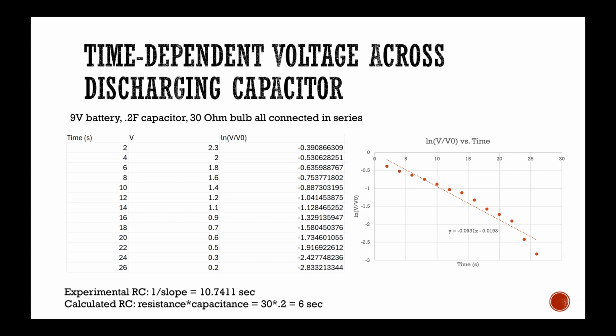And so for this part of the lab, we took a video of the discharging capacitor and we read these values of the electric potential from the voltmeter. And we were able to capture the electric potential versus time, which we could then plot and linearize on a graph as shown here. And we found that the experimental RC was the negative reciprocal of the slope of this graph, which gives 10.7411 seconds, and the calculated RC to be the capacitance times the resistance of the setup, giving 6 seconds.